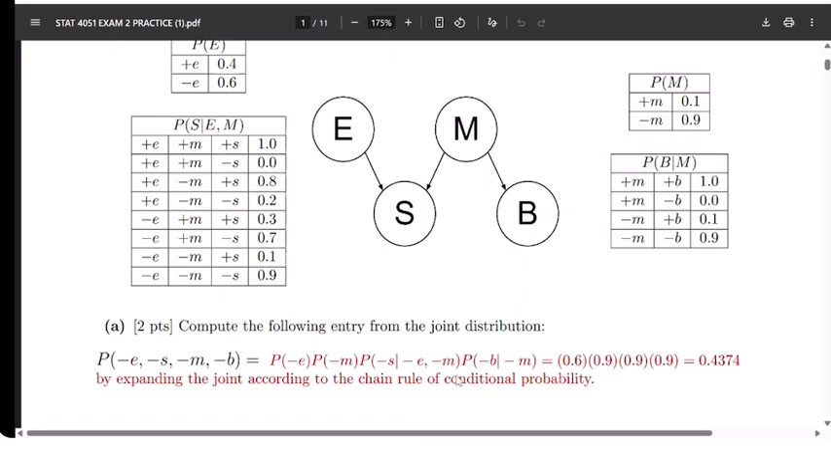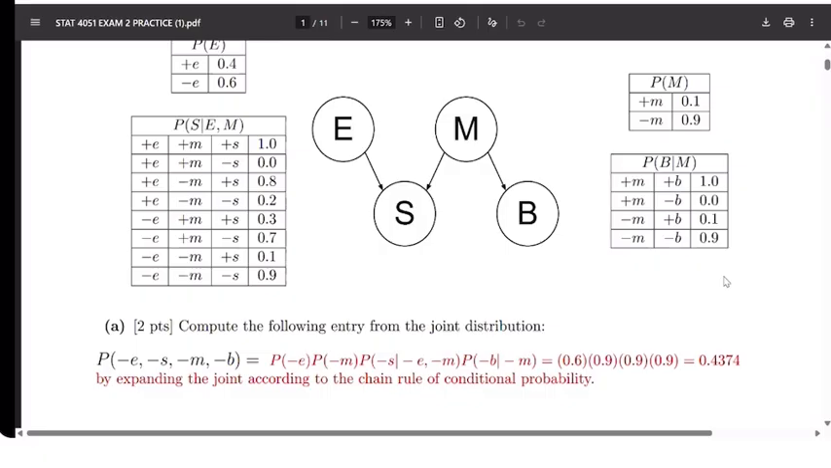Then the next one, what is the probability of a negative B given negative M? I'm coming to this table here. Negative B, given negative M, is 0.9. Can you see that? I put 0.9, multiply all of that, I'm done.